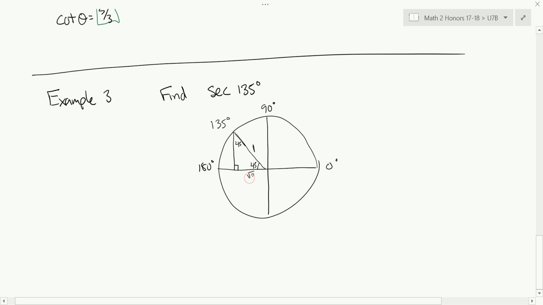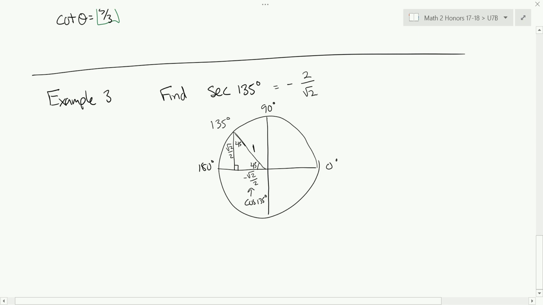Okay, so root 2 over 2 is what we want, and then we've got to respect the quadrants. So the x value is negative root 2 over 2, and this is positive root 2 over 2. So this is the cosine of 135. And the secant is the reciprocal of the cosine. So the secant of 135 is negative 2 over root 2.